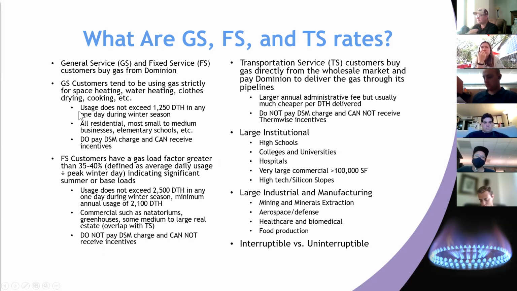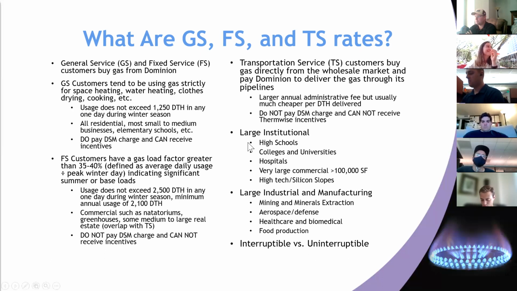Now, the difference between GS and FS and transportation service, or TS, is that a TS customer is not buying gas from Dominion. They're buying gas from a third-party wholesaler, and they're paying Dominion to use Dominion's pipeline to deliver the gas to their building or wherever they need it. So Dominion says, that's fine, you'll pay a large administrative fee, and we'll deliver the gas through our pipeline, and that's all you're paying for.